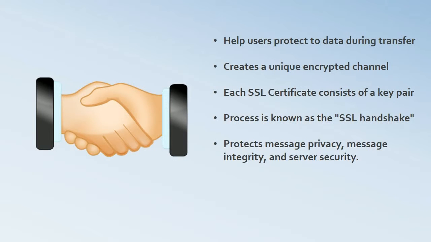The protocol helps users protect data during transfer by creating a unique encrypted channel for private communications over the public internet. Each SSL certificate consists of a key pair as well as verified identification information, which is shared by the server with the client to establish an encryption method and a unique session key. Then, the client confirms that it recognizes and trusts the issuer of the SSL certificate. This process is known as the SSL handshake, and it begins a secure session that protects message privacy, message integrity, and server security.